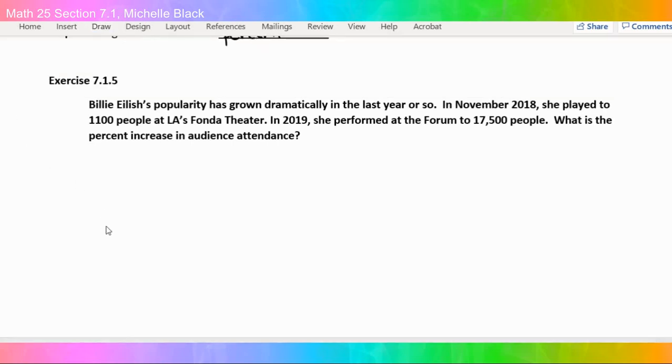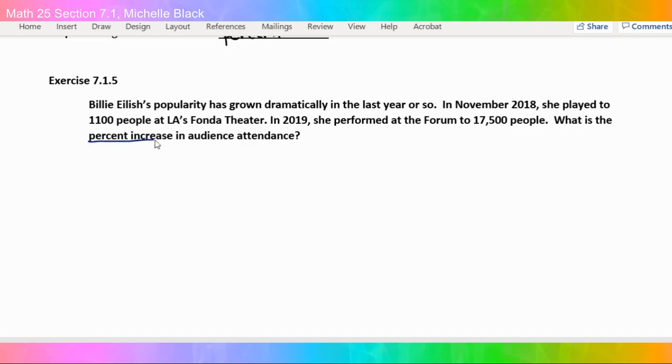Problem 5. Billie Eilish's popularity has grown dramatically in the last year or so. In November of 2018, she played to 1,100 people at LA's Fonda Theater. In 2019, she performed at the Forum to 17,500 people. What is the percent increase in her audience attendance?